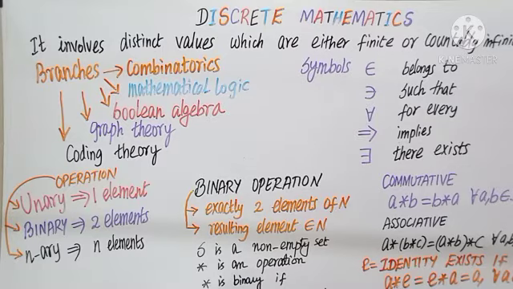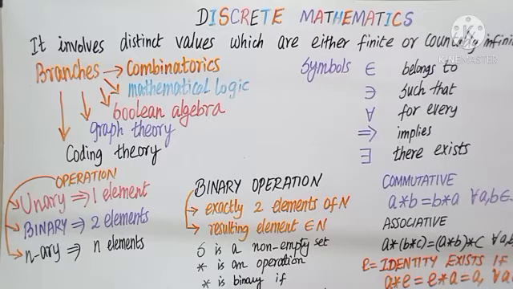What do you mean by this word, discrete mathematics? It was actually developed in the 19th and 20th or later centuries. It involves distinct values which are either finite or countably infinite. Like natural numbers, I can give an example where I can create a one-to-one mapping from the given non-empty set to natural numbers. Whenever I am able to say the next element, we say countably infinite.